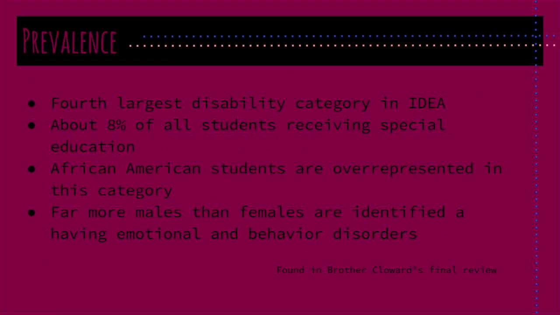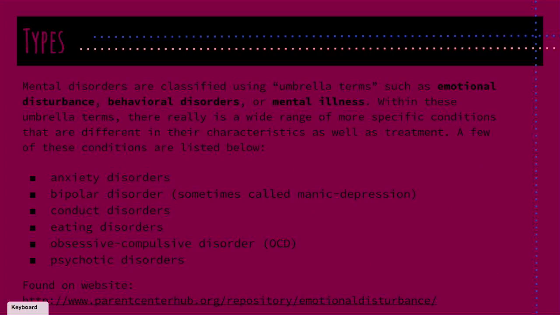So for prevalence, this is the fourth largest disability category in IDEA. It largely consists of African American students, and there's far more males than females who are put under this category. As for types, it's really a big umbrella term, but a few examples of what you might find under this category are anxiety disorders, bipolar disorder, eating disorders, OCD, things like that.